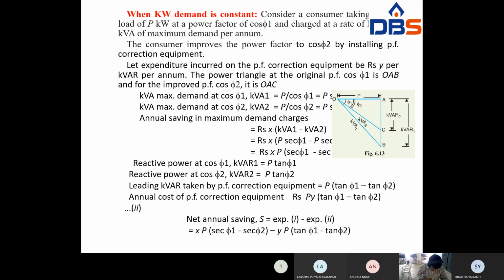Derive the most economical power factor when kilowatt demand is constant, and when kVA demand is constant. First of all, we have to derive the condition for most economical power factor when kilowatt demand is constant. Let us consider a consumer taking a load of P kilowatt. So this is OA, P kilowatt, at a power factor of cos phi 1.